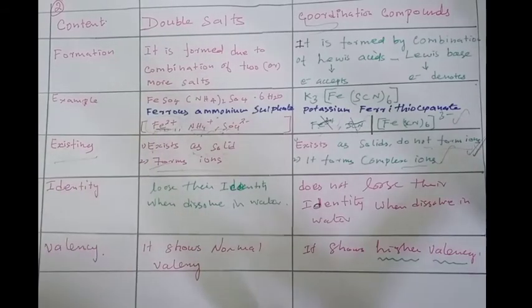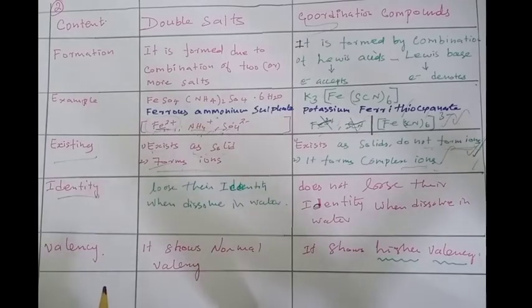Sir, how can I understand that this one is a complex ion? Very simple. The metal and ligand are present in the square bracket. That is the coordination sphere, and it belongs to a complex ion. So it forms only a complex ion, not constituent ions, when it is dissolved in water. That's it.